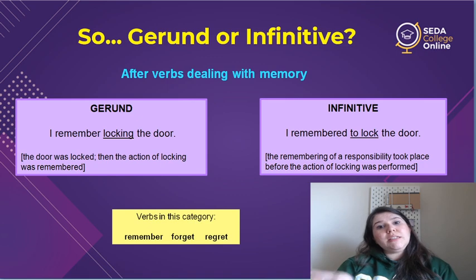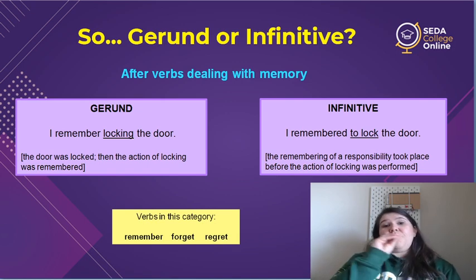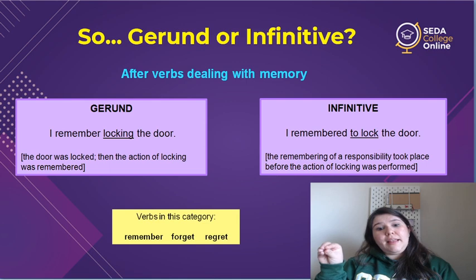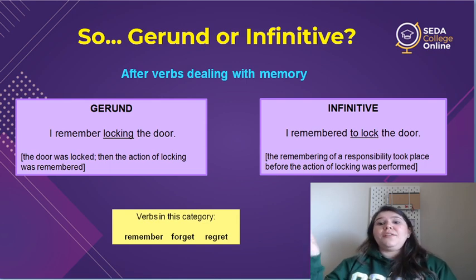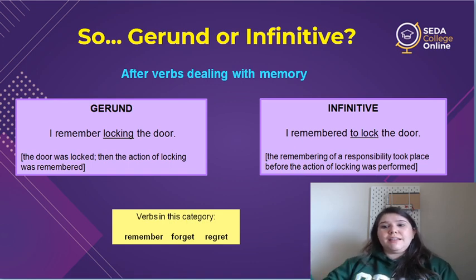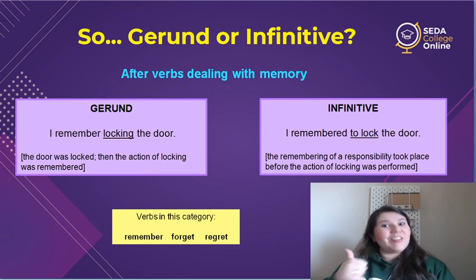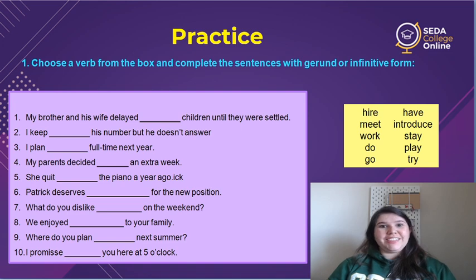So when using these three verbs, you need to remember this rule. When I use remember, forget, and regret with gerund, it means action first, and then the action of forgetting, regretting, or remembering. Infinitive first: first you forget, first you regret, and then the action. Yeah? Okay? Good. Let's practice now, shall we?